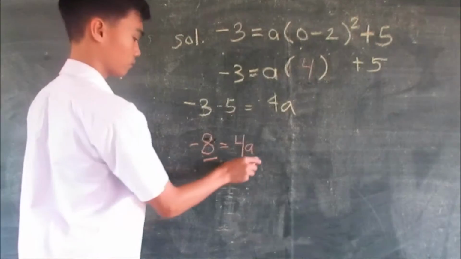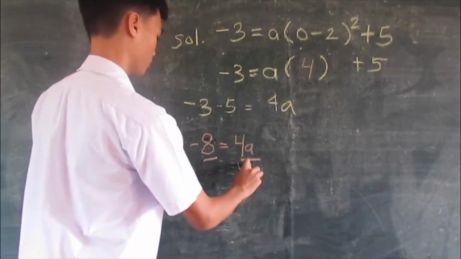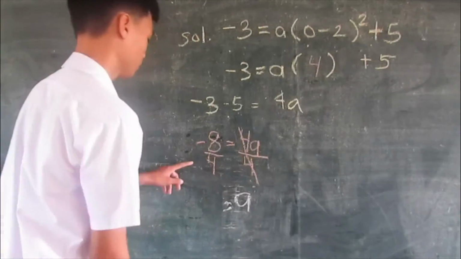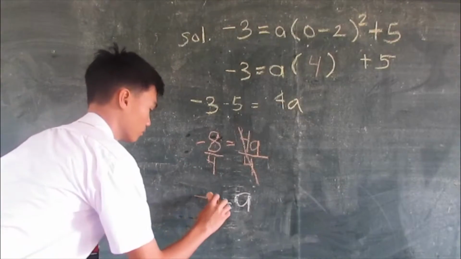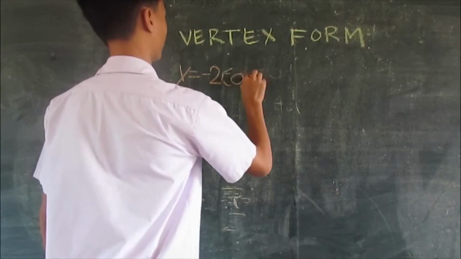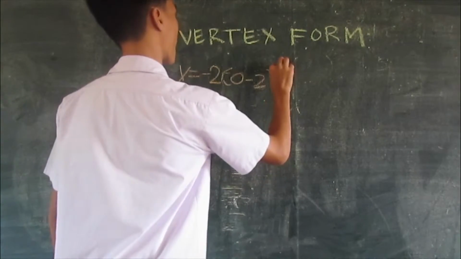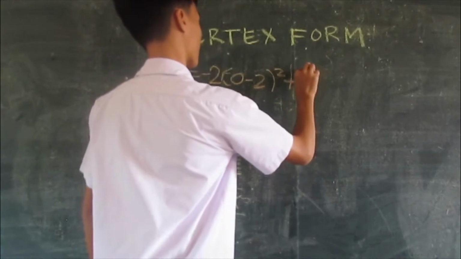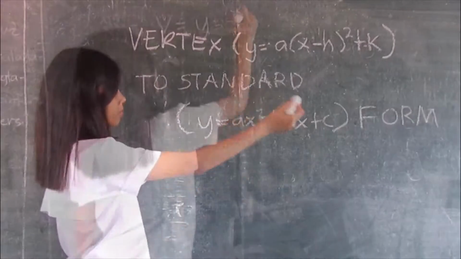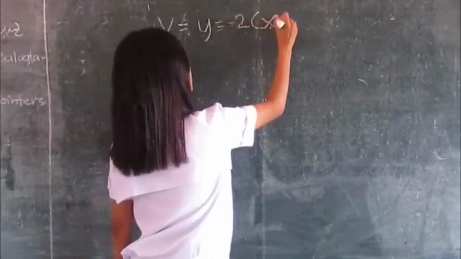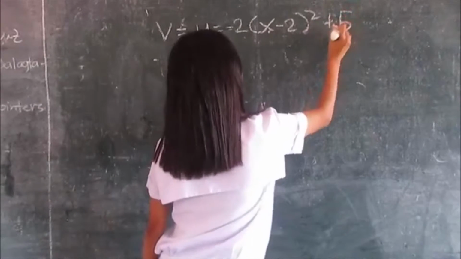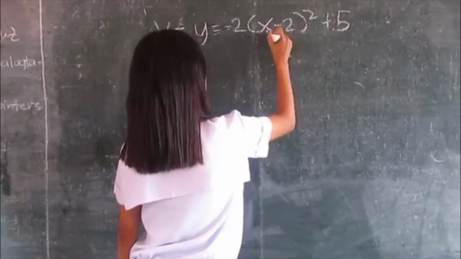Let's divide both sides by 4 so that 4 will be cancelled and a is the only one left on the other side. So, negative 8 divided by 4 is negative 2. The value of a is negative 2. Our vertex form is y equals negative 2 times the quantity of x minus 2 squared plus 5. How to make the vertex form into standard form? Our vertex form is y equals negative 2 times the quantity of x minus 2 squared plus 5.